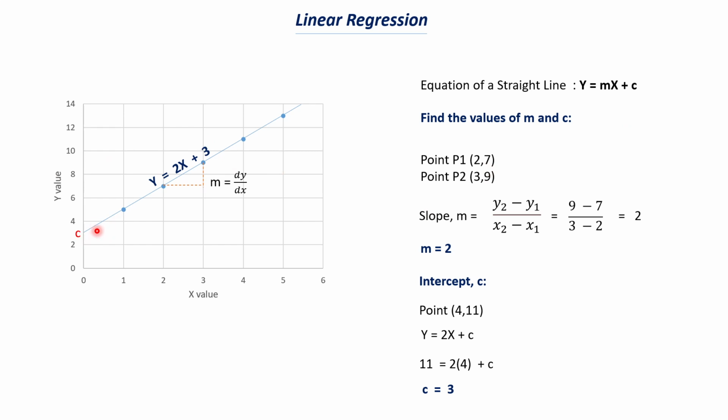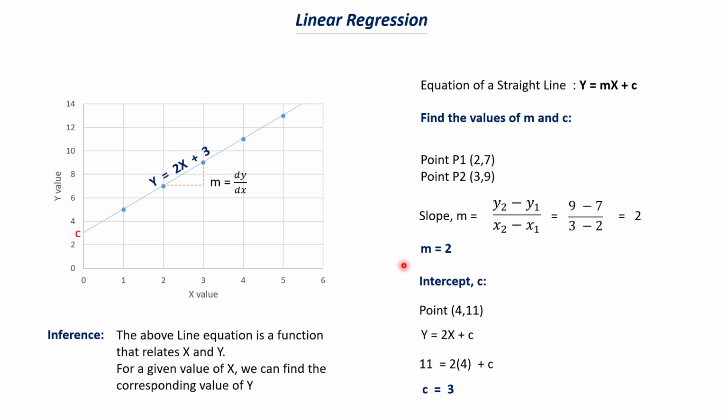So if you have the intercept as 4, then your line will start from this point 4. If you have the intercept as 7, your line will start from here. So in this case, we have an intercept of 3, and hence it starts from here. So the important inference that we are getting here is that the above line equation is a function that relates x and y. So we get an equation, and this equation relates x and y. And for a given value of x, we can find the corresponding value of y.